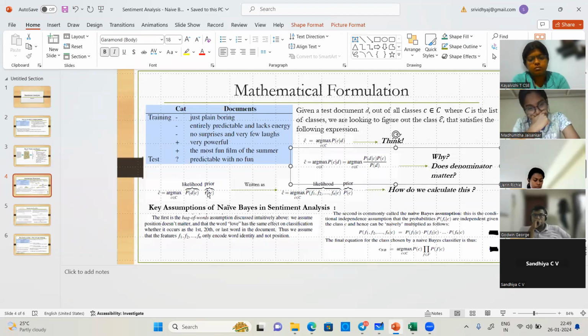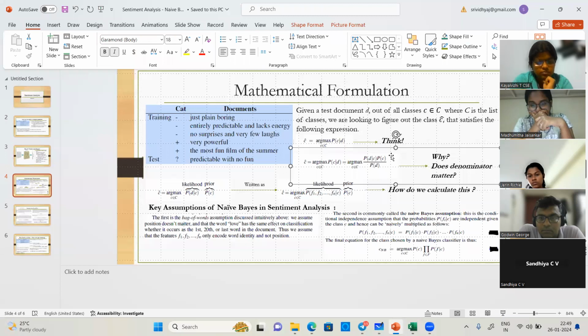Now, question. I'm going to calculate this for two classes, correct? This whole probability expression, I'm going to calculate for two classes, the negative class and the positive class. My question is, does the denominator matter? Do I need to calculate P of D? No. Why? Because we need to just compare, whether it is positive or negative. Exactly.